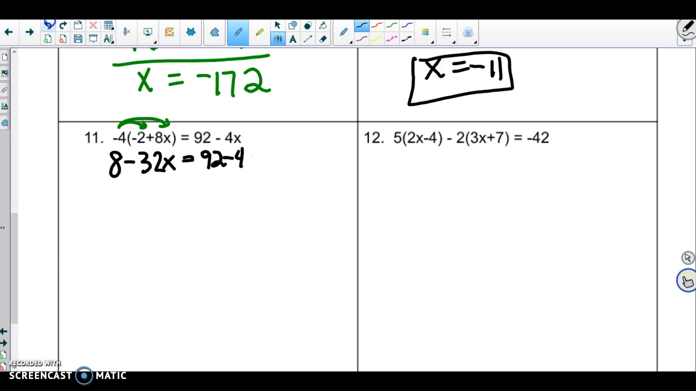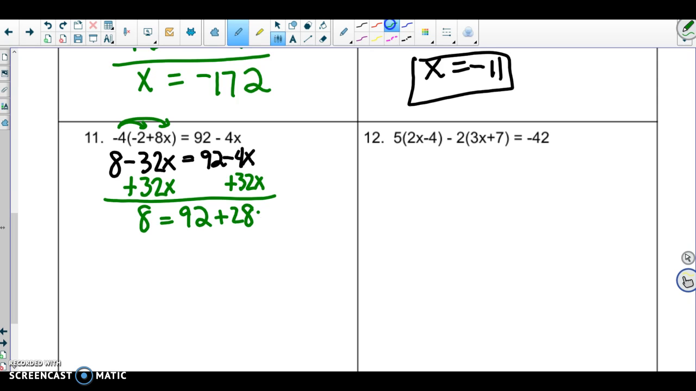Okay, and 4x. So I have x's on both sides, and it really doesn't matter which way I go with these as long as I move them. So I'm going to move the 32x just so I stay positive. And I know that I would stay positive because this 32 is larger, or more negative actually. So when I add it, it ends up being positive. So I end up with 8 equals 92 plus 28x.